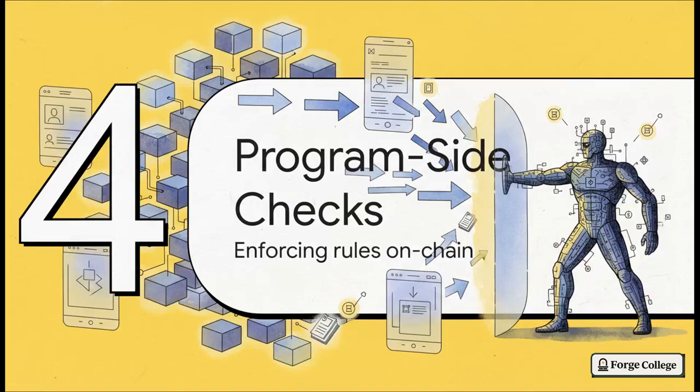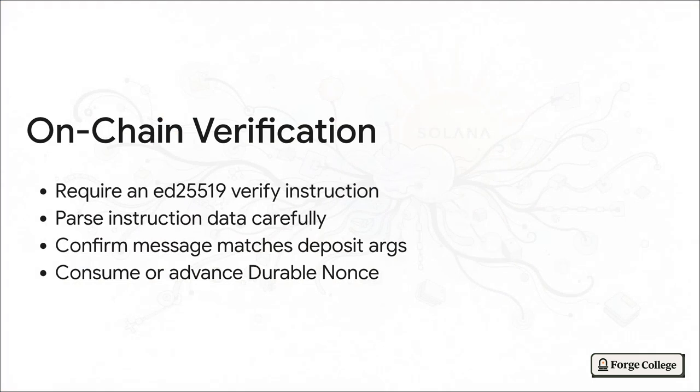Moving right along to Section 4, program-side verification checks, enforcing the rules on-chain. So we've built the transaction on the client side, but now our vault program needs to act as the bouncer at the door. It has to rigorously enforce the rules.